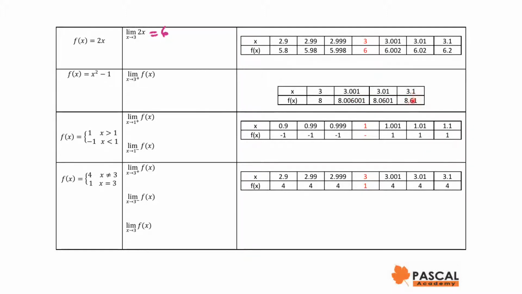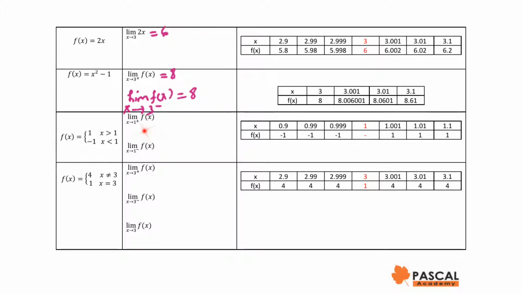With this calculation at 3.1, f of x is 8.61, 8.0601, and so on. As you see, when x approaches 3 from the right side, f of x is approaching 8. Therefore, limit of f of x as x approaches 3 from the right side is 8. It's good if you make a similar table for limit of f of x as x approaches 3 from the left side and see it is also 8.